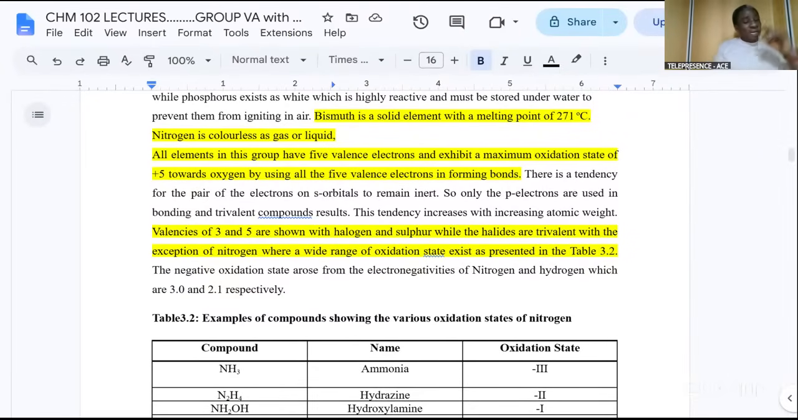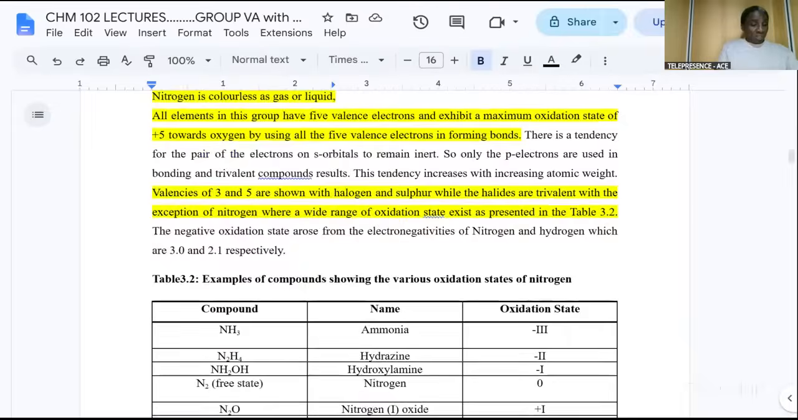But like I told you in my first class, the lower the energy level, the higher the stability. That is an indication that the plus 5 compounds are going to be relatively more stable than the plus 3 compounds.